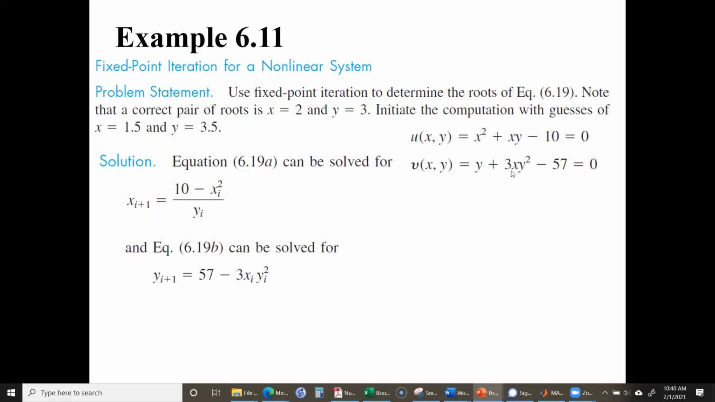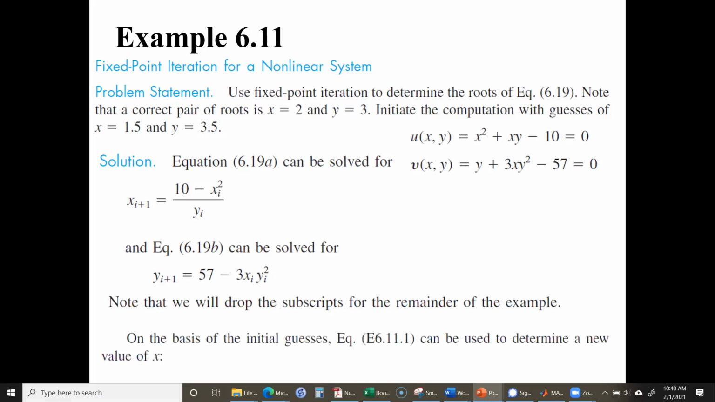In terms of y, yeah. So the first equation we write in terms of x, x is equal to this, and then the second equation we write y is equal to this. So we keep y on this side and take 3xy square and 57 on the other side. So it will be 57 minus 3xy square. And now we remember that, because the fixed point iteration method we used like 1 week before, in the fixed point iteration method we use these kinds of equations iteratively, and then we can find its values.